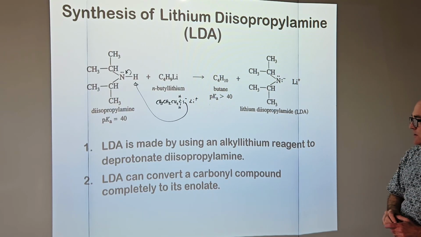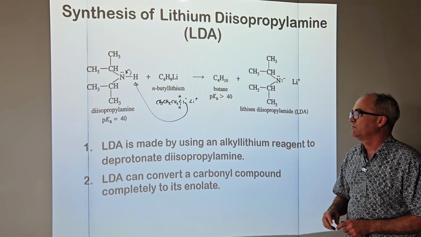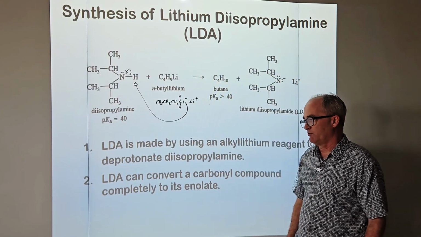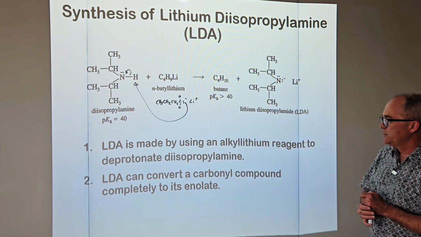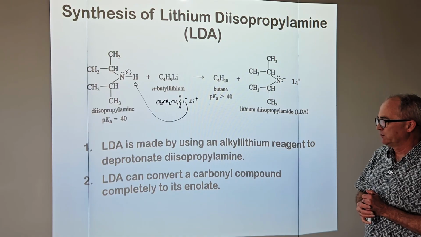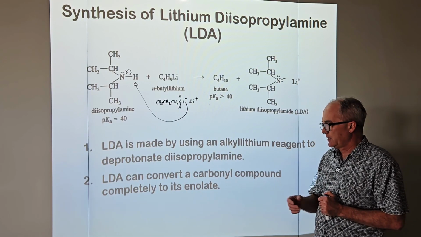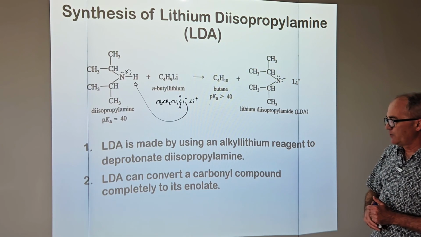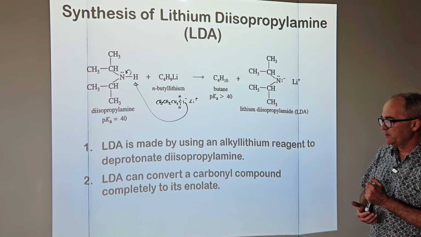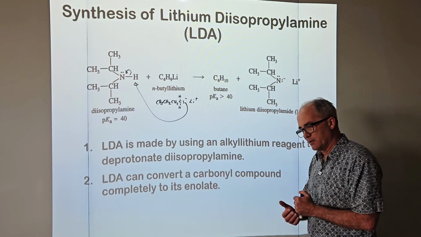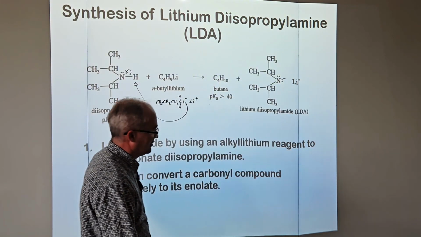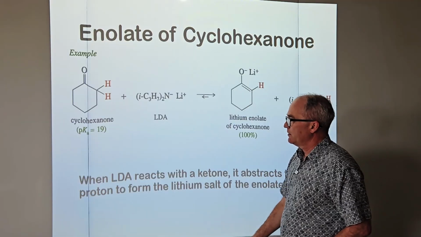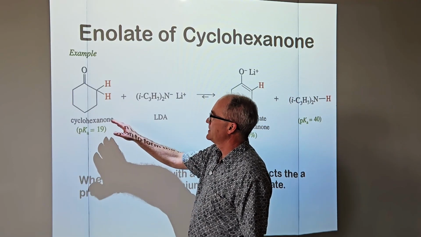LDA is made by using an alkyllithium reagent. We probably get the cheapest one we can, probably butyllithium, and we deprotonate diisopropylamine. LDA can convert a carbonyl compound into its enolate with equilibrium going all the way to the left. So here's our same example we just had.